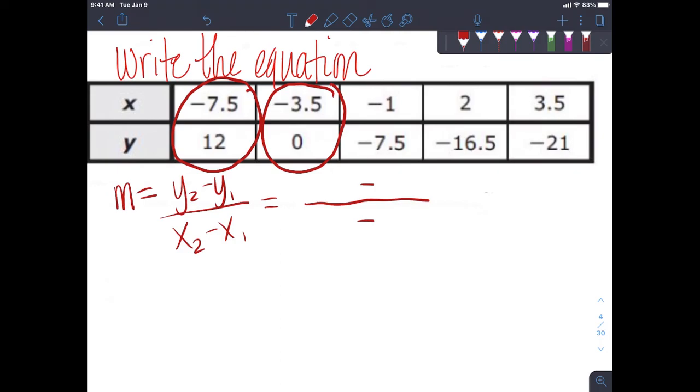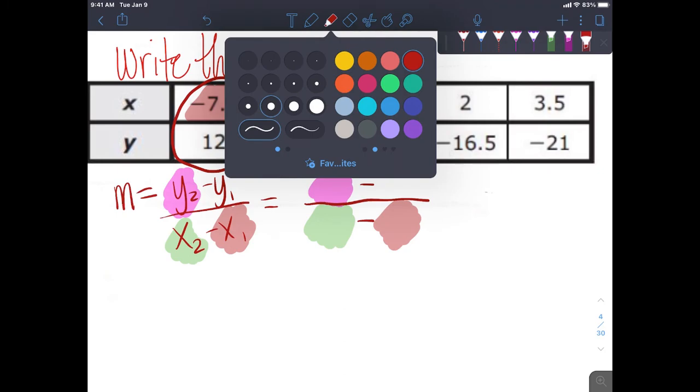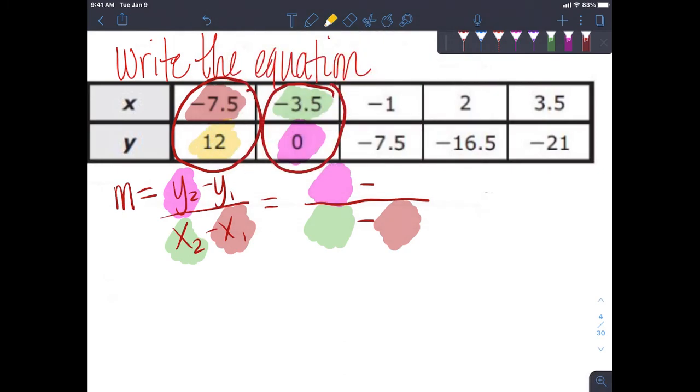So now I'm going to go ahead and pick my biggest x to be x2. Now I'm going to put its same y as y2. And of course, my other x as x1, and its associated y as y1. Let's go ahead and write those in.